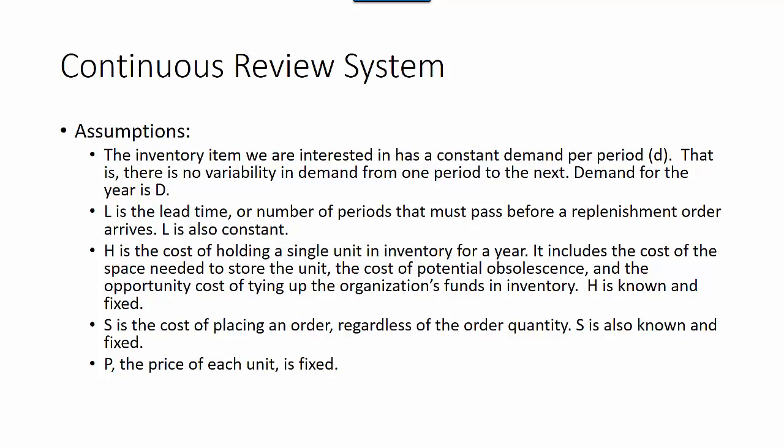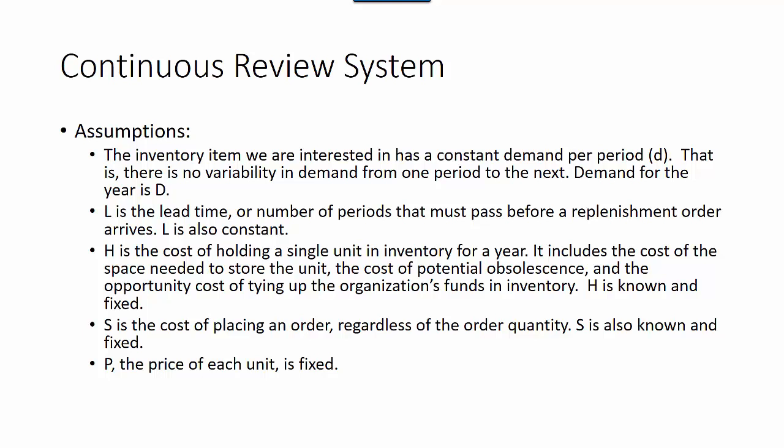So the variables that are used in the continuous review system are shown on the slide now. So this one should probably be called variables, not assumptions. A lowercase d is our demand per period, and it's always going to be a constant number. The capital D then is our annual demand number. L represents our lead time. So again, that's how long between when we place an order until it arrives at our site.